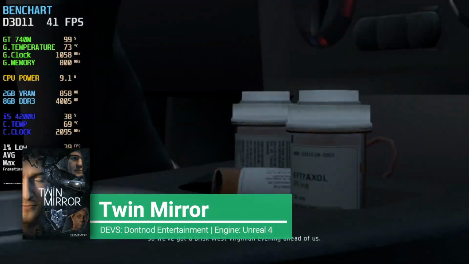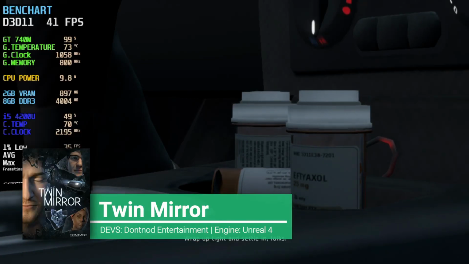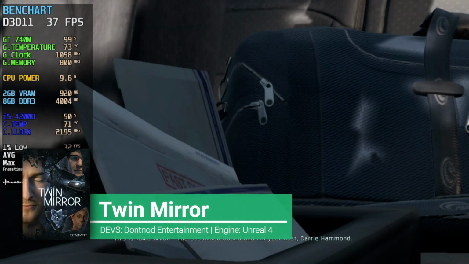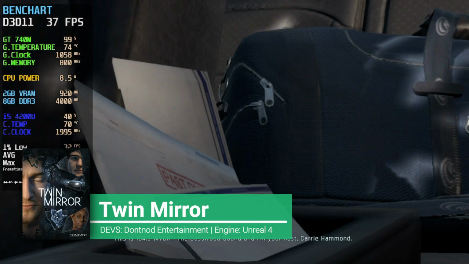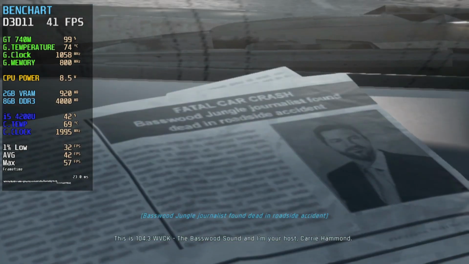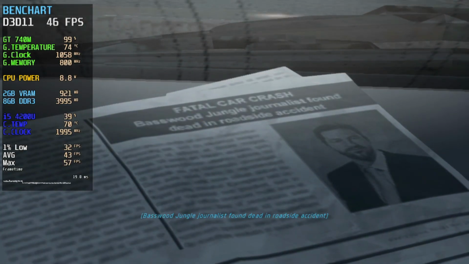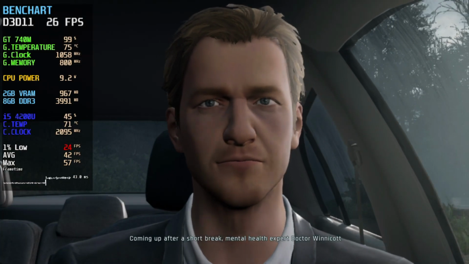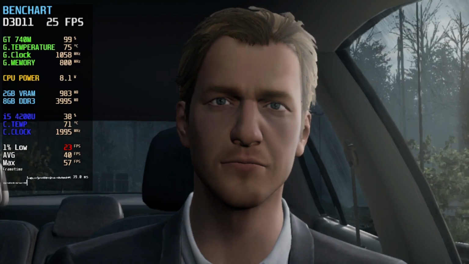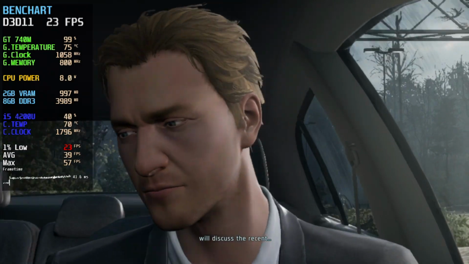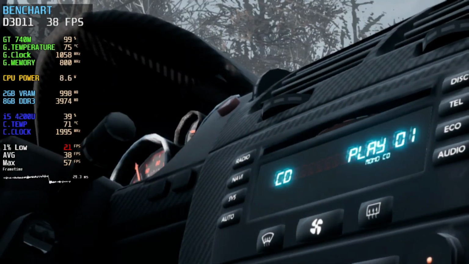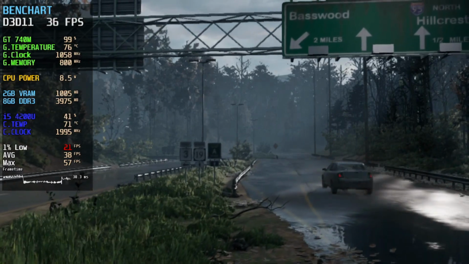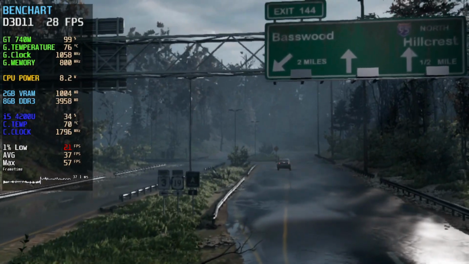So for today, what I have is Twin Mirror running on the GT740M, which is the same GPU as the GT825M or the GT920M. Twin Mirror is developed by Don't Nod Entertainment, the same developers behind Life is Strange, Tell Me Why, Vampire and Remember Me. And it is using Unreal Engine 4.